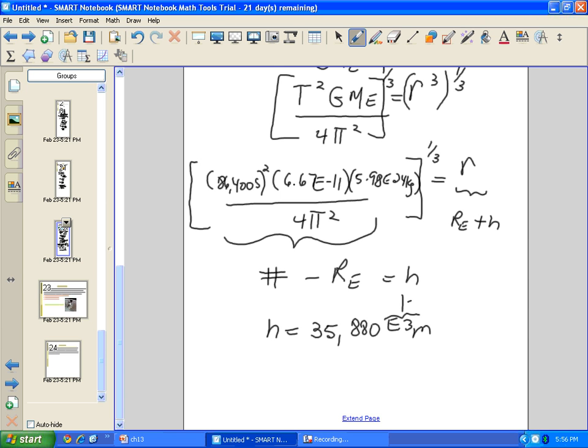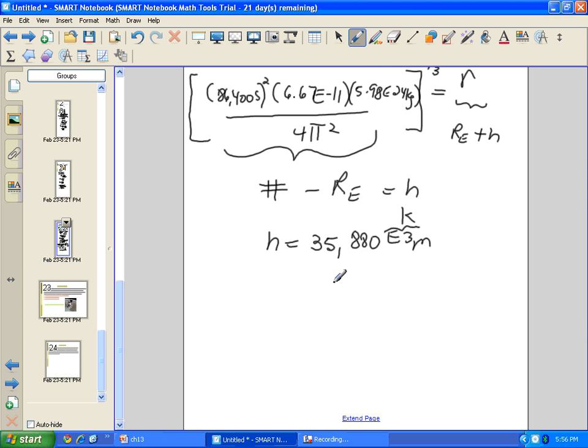And of course, e to the 3 is kilometers. Now, why did I write it this way? Because I wanted you to see what this result is in terms of miles, because that may be more meaningful to you. All geosynchronous satellites in orbit about the Earth at the equator orbit at 22,300 miles above the surface of the Earth. That's why I wrote it this way.